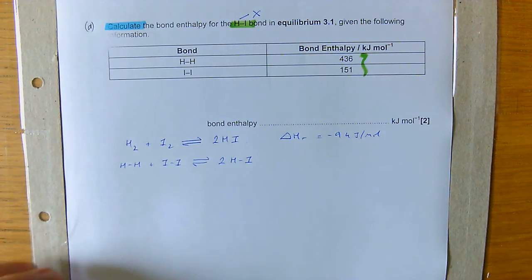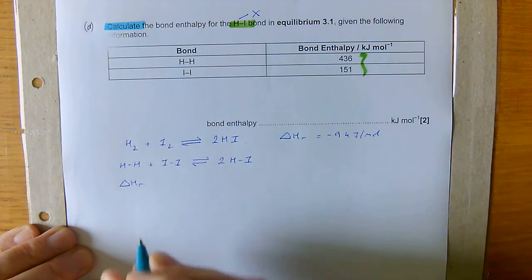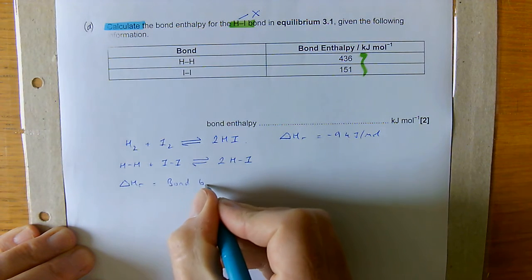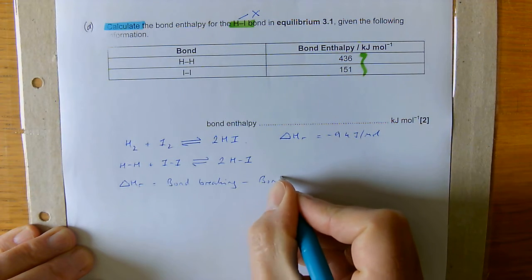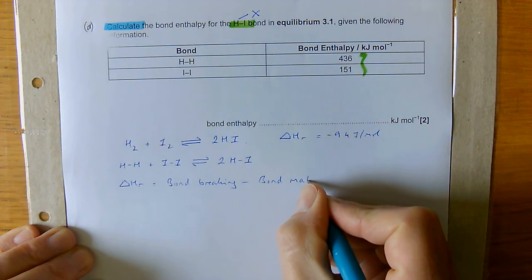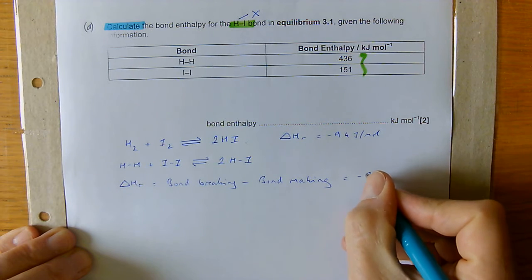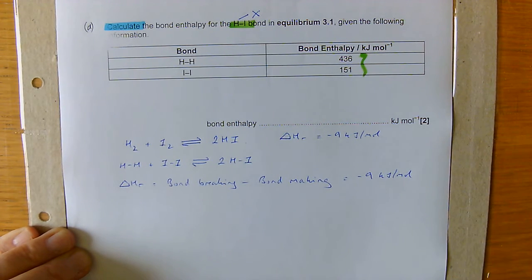That just makes sure, particularly if we're talking about more complicated examples than this one, that we don't forget any bonds. And then the equation to remember is that the enthalpy of reaction equals the energy to break the bonds in the reactants, so bond breaking, minus the energy released when the bonds in the products form. So the enthalpy of reaction is bond breaking minus bond making, and in this case we know that is minus 9 kilojoules per mole for the forward reaction.